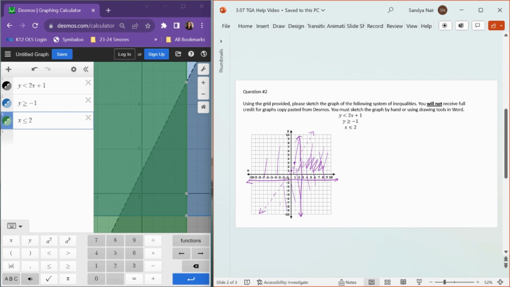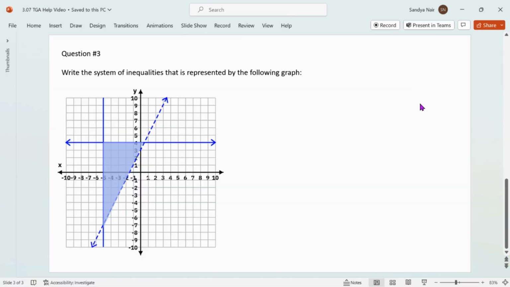Sorry, my line is a little off, but you can see the region where all the shading overlaps is right here. I'm going to shade that more darkly. That's my solution to the system of inequalities, and that's exactly what I want you to do on this. You can use Desmos to help, but I don't want any screenshots from Desmos. I want you to actually sketch it on the grid, or if you're doing it on paper, you can draw yourself a little grid and then sketch the graph. Now let's try this problem.